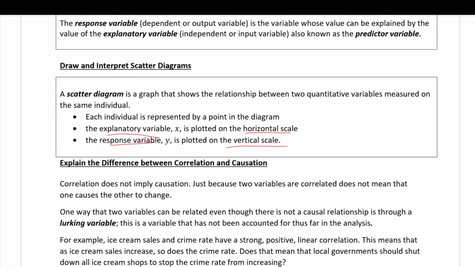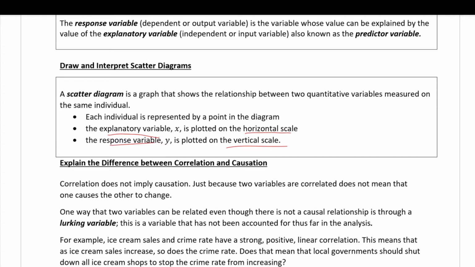Now, if there's one thing that you should take from this class, and still remember 5-10 years from now, it should be this, really. And that is that correlation does not imply causation. Just because two variables are correlated does not mean that one causes the other to change. You might be wondering, well, if one changes and the other one also changes at some sort of rate, doesn't one cause the other? Well, let's talk about that.